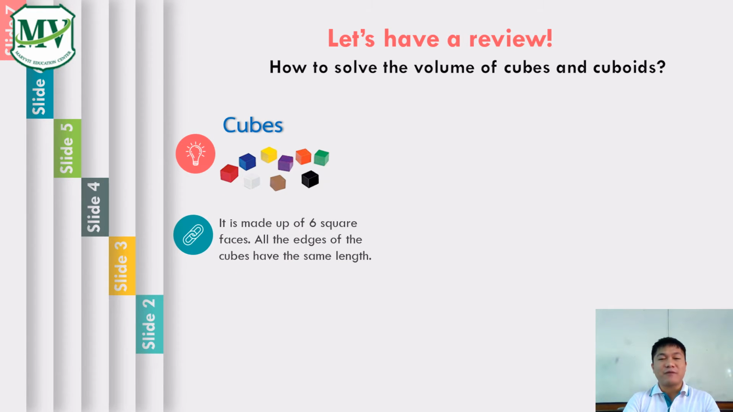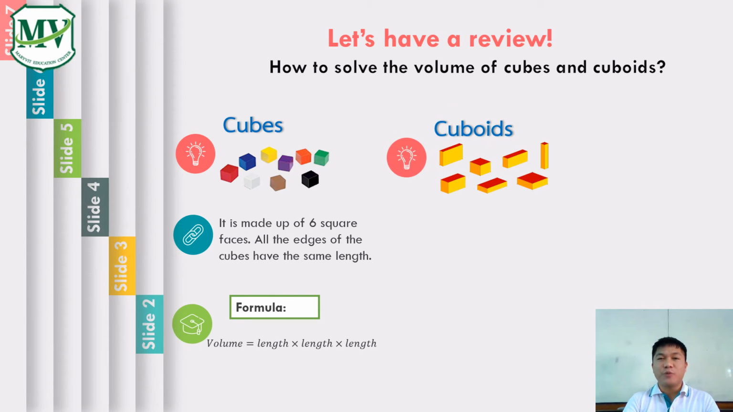It is made up of six square faces. All the edges of the cube have the same length. The formula in solving for the volume of the cube is equal to length times length times length.